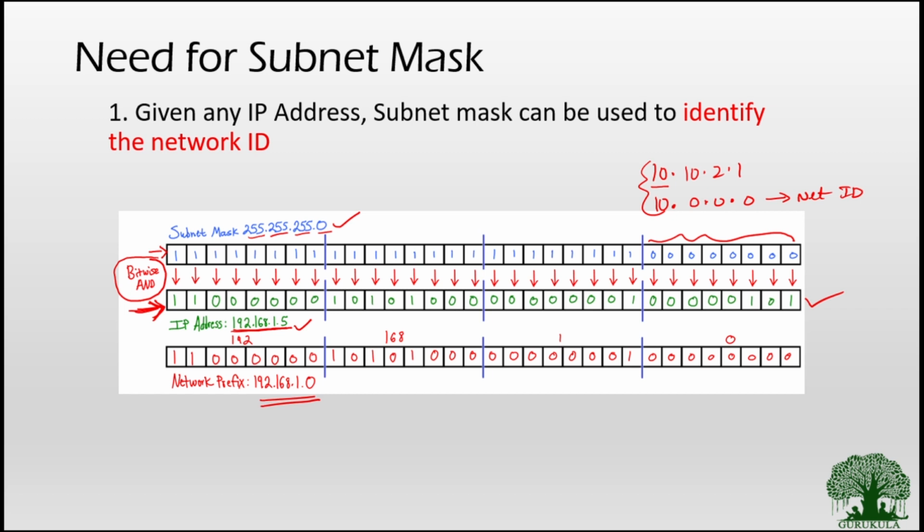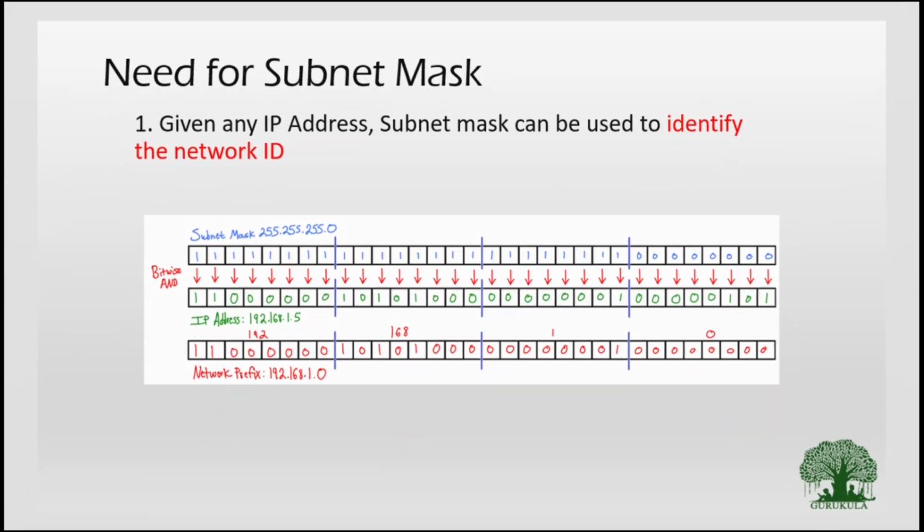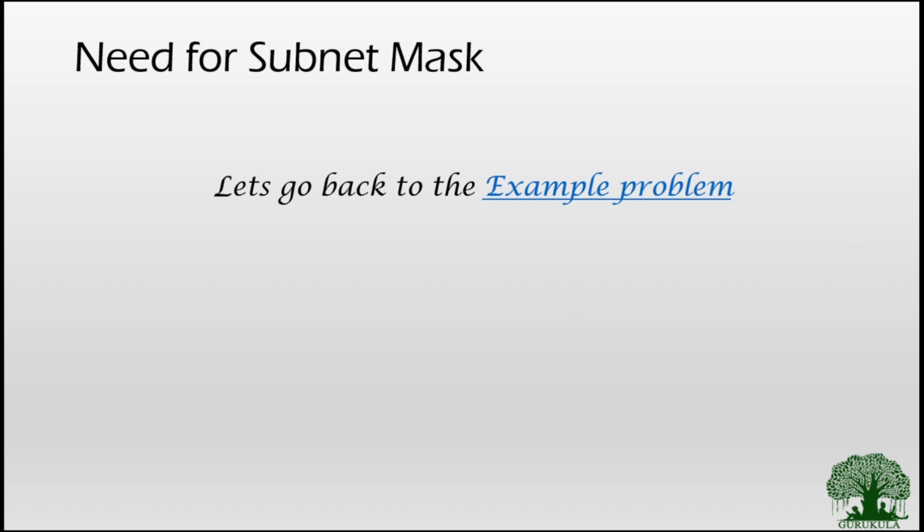And remember, there must be information given along with this IP address that if any subnetting is performed, then the number of bits allocated for subnetting should also be given. Only then can the network ID be calculated.